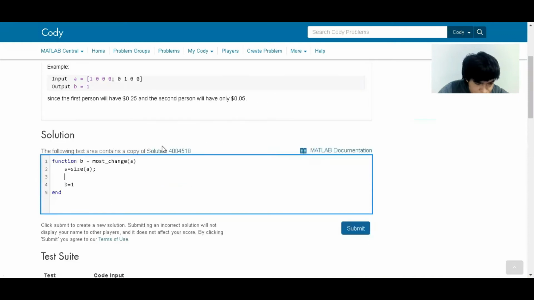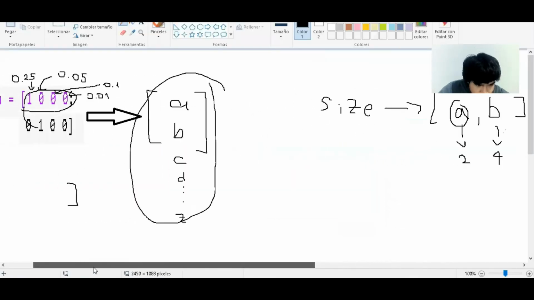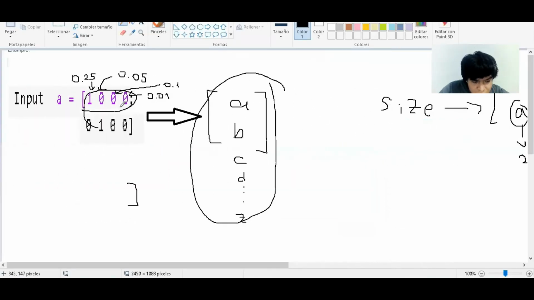Why is this important? Because now we're going to create a vector full of zeros with the number of rows, because as we know, this vector needs to have the same number of rows as this one.